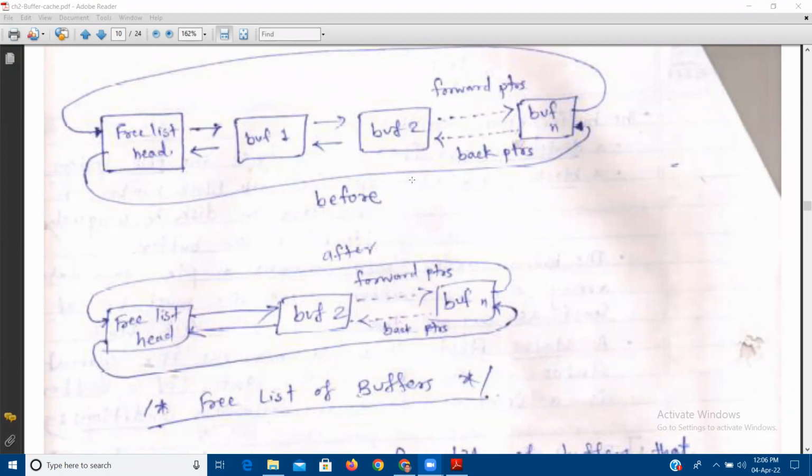Draw this as a first diagram. Carefully draw the diagram. Show the pointers. So if you see over here, this is the free list of buffers. Each buffer has one forward pointer and one backward pointer.